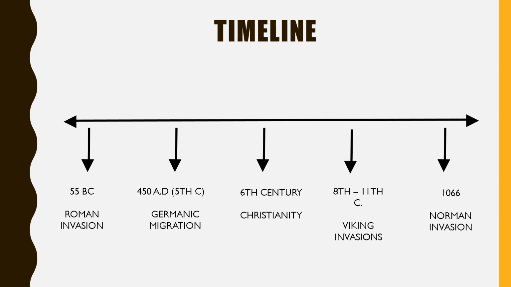So we have here the Roman invasion at the beginning, then the Germanic migration, then Christianity in the 6th century, then the Viking invasions, and finally the Norman invasion. So these are the events we are going to learn today, although there is more information later in history since 1066. So let's start with the Roman invasion.